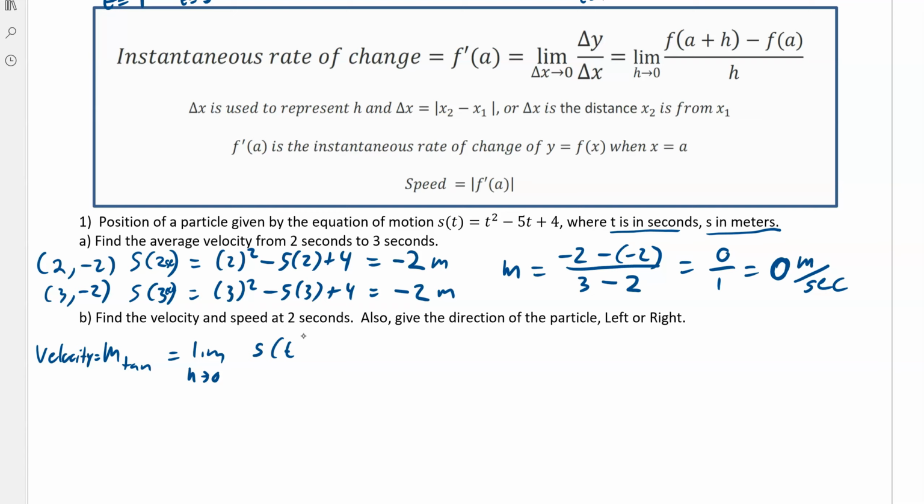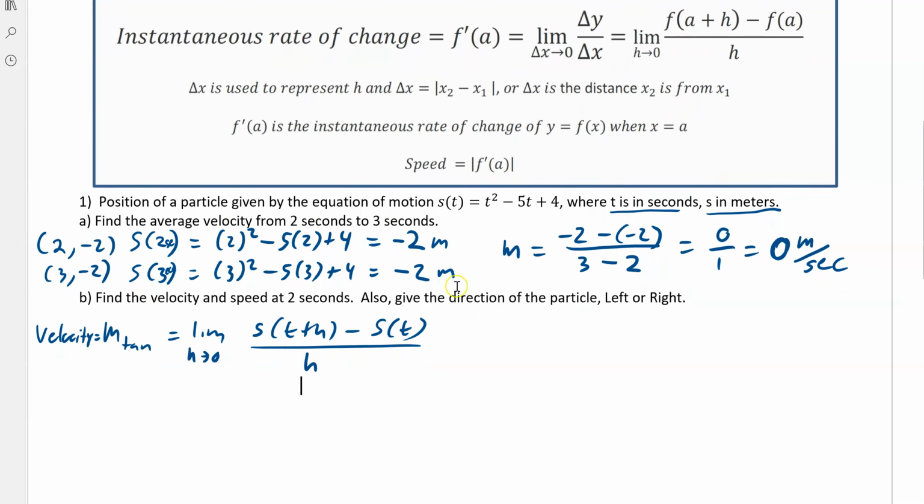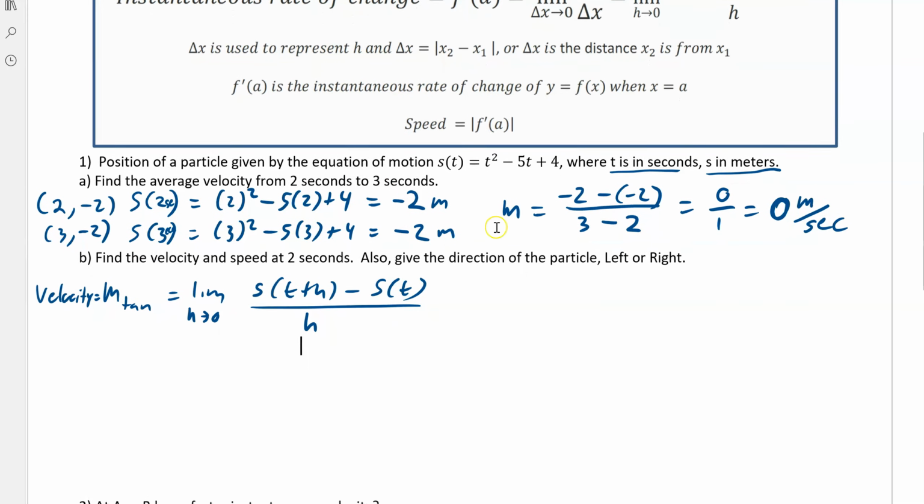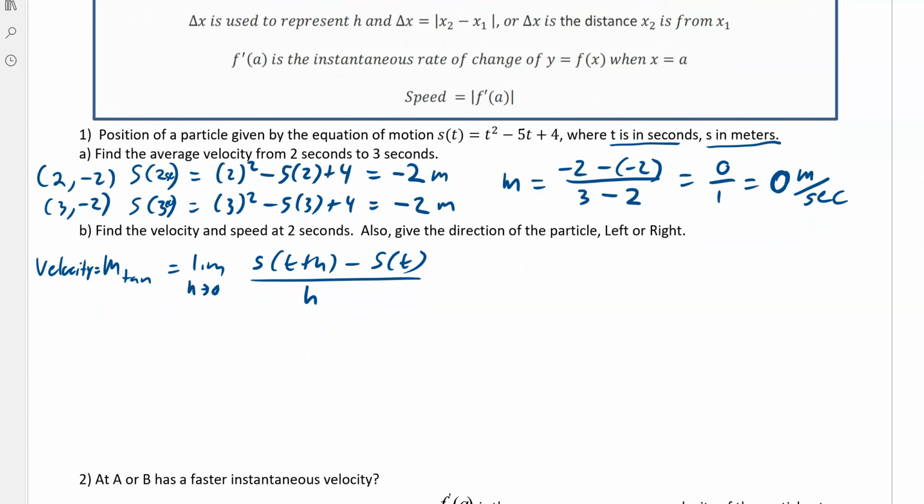So s of t plus h minus s of t all over h. All I did was replace f of x with s of t. So let's first find our formula that gives us the average velocity, and then take the limit as h approaches 0. So we're going to find s of t plus h first, and that would just be plugging in t plus h into our s of t.